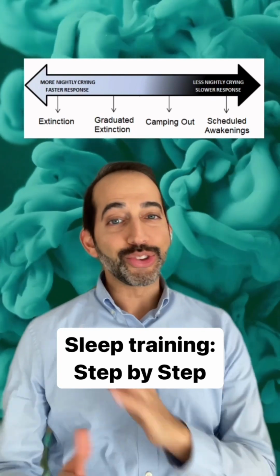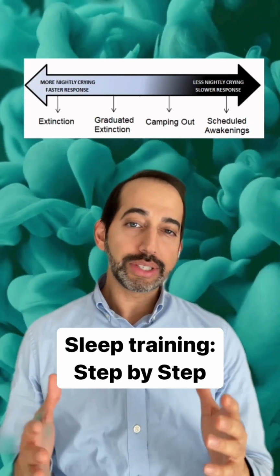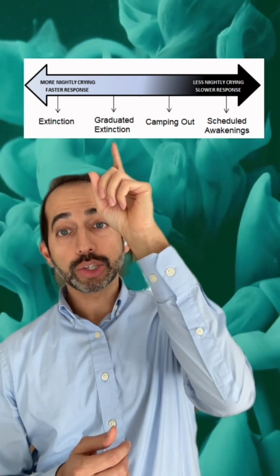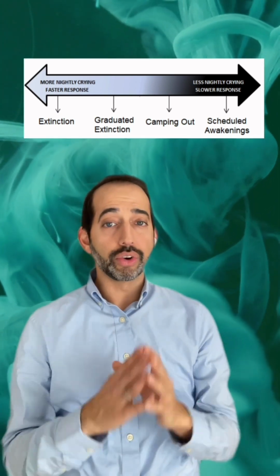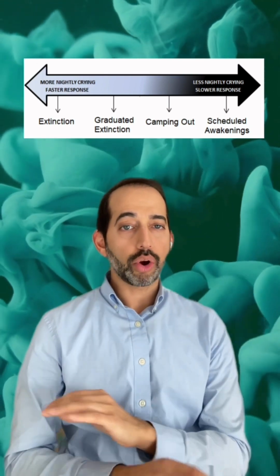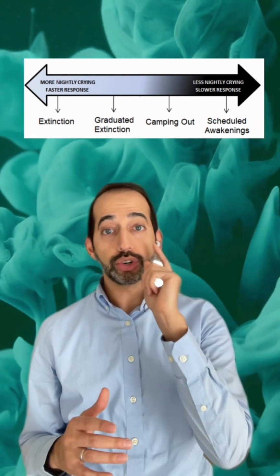All right, it's time to give you the step-by-step instructions on my go-to sleep training technique. There are 4 that have data to support them. We're going to be talking about graduated extinction. I like camping out too for certain children, but again, my go-to is typically graduated extinction. I'm going to give you step-by-step instructions to walk you through the entire process of sleep training using graduated extinction.